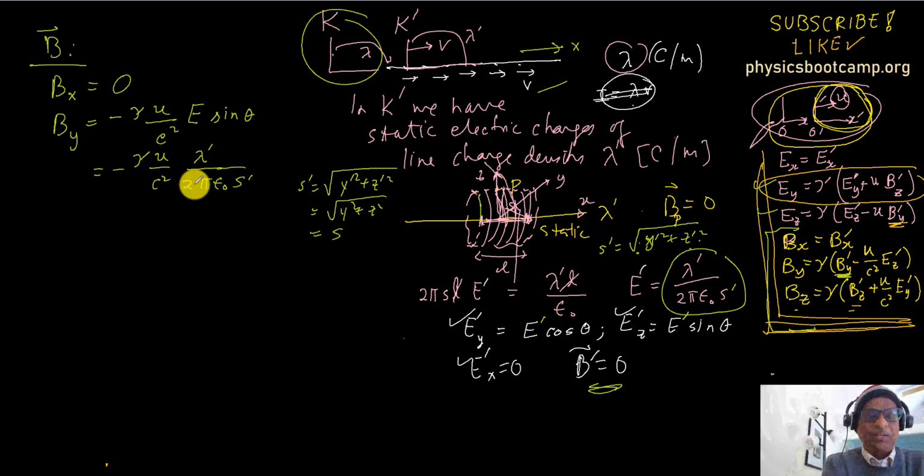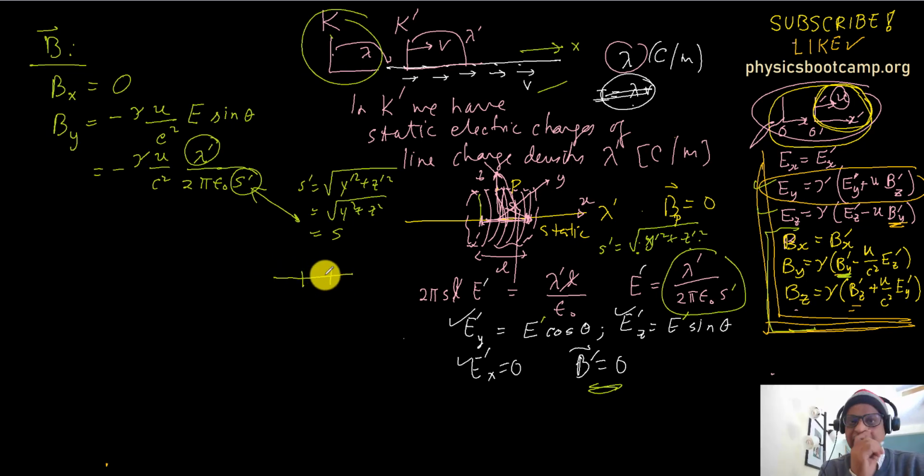So writing, and I want to write everything in this, so these are two things I'll need to decide. I decided what to look like in the K frame. I need to write lambda prime in terms of lambda. What is lambda? Well, if I look at a unit of length and you have a lambda prime, say this is length L prime. So in this length, the amount of charge Q here is lambda prime L prime.